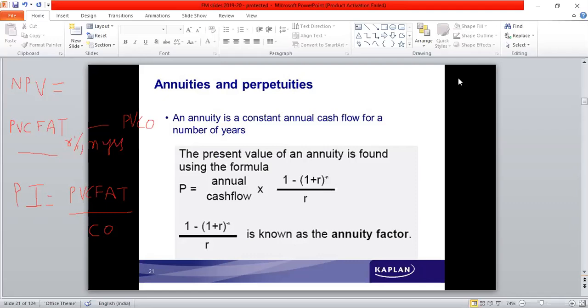But what if it is for perpetuity? Perpetuity is infinity. Anything to the power of infinity is 0. So 1 minus 0 divided by r is equal to just 1 by r. So if we see that the cash flows are for perpetuity, we discount the cash flows by simply taking it as 1 by r. Otherwise, it is 1 by (1 plus r) whole to the power of n, but because n is infinity, anything to the power of infinity becomes 0, and then we are just left with 1 by r. Just remember these points.